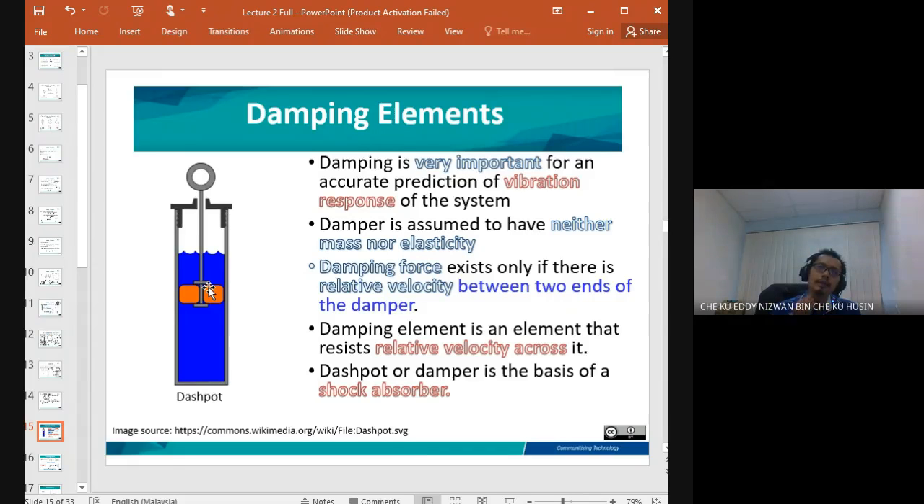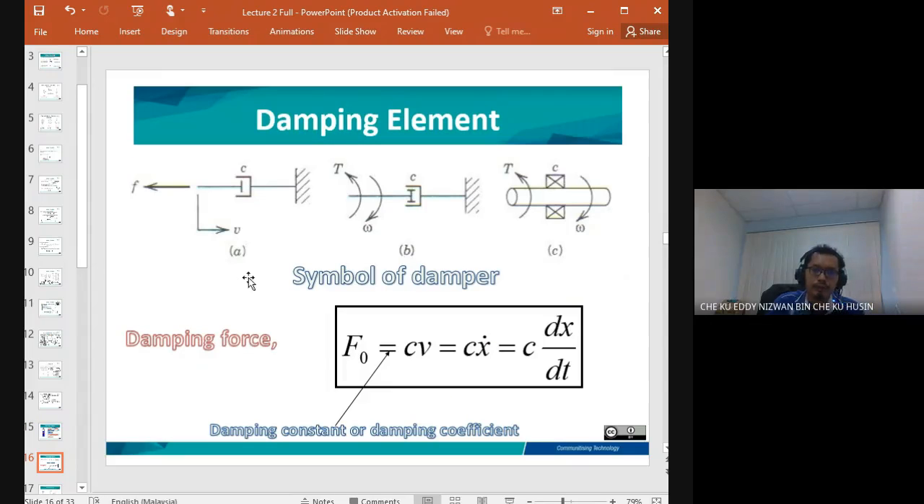So that's why, to create the damping elements and control the damping, we use a dashpot, as something to absorb the vibration. The dashpot is easier to control, because we can set the value of the damping coefficient. And this one is the symbol.